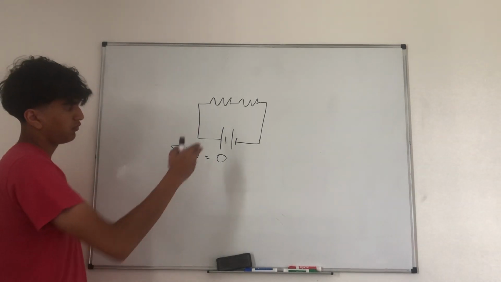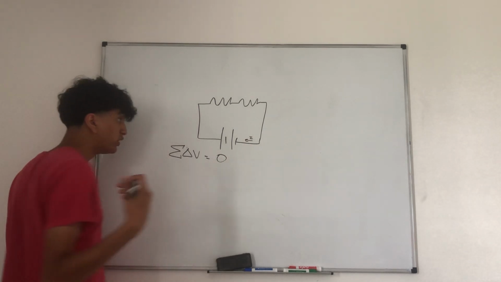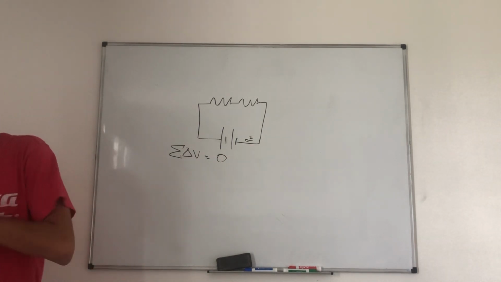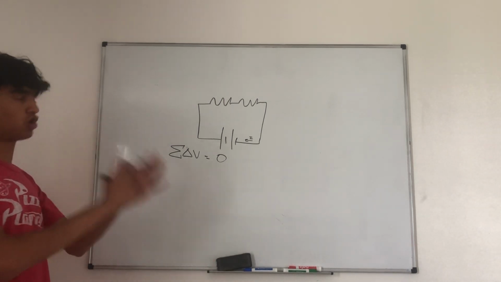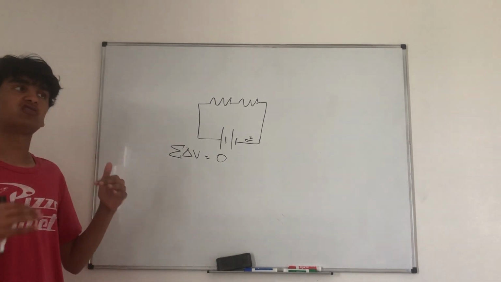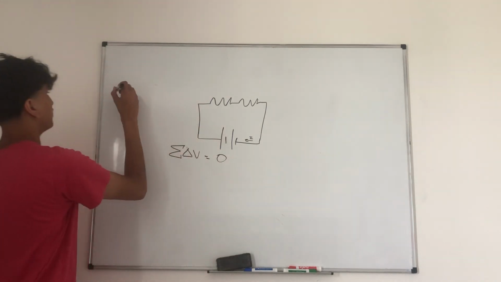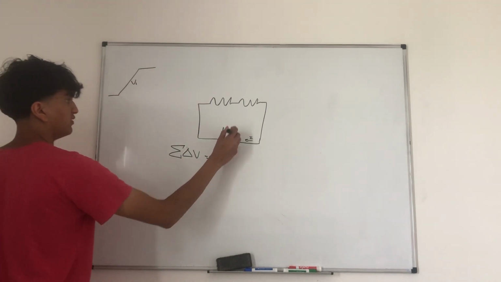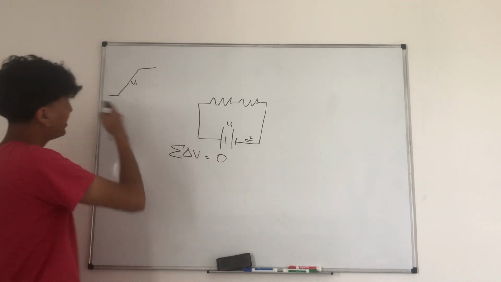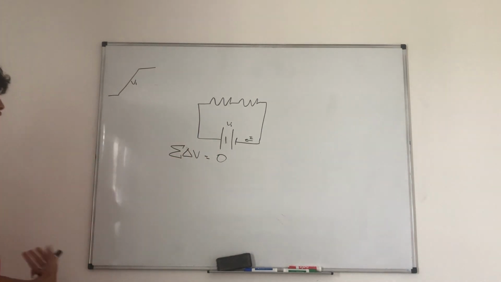So let's say we have some current coming through here, right? We know that batteries add potential energy to the charge. It's analogous to climbing up a large amount of stairs. So V1, we'll say this is V1. You're gaining potential energy as you go through the battery.